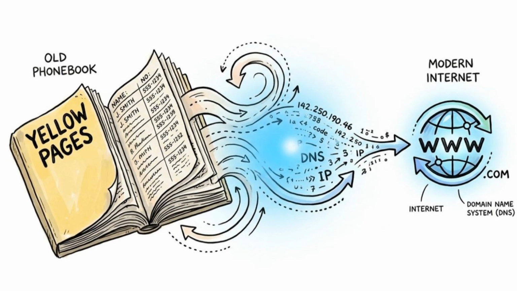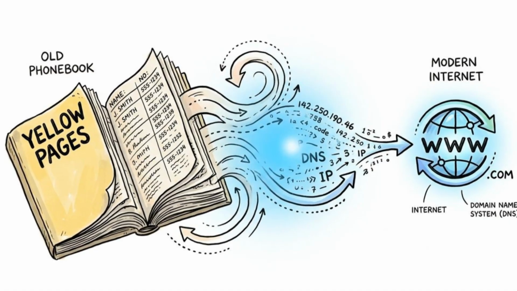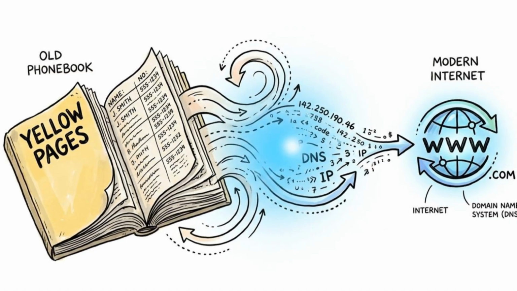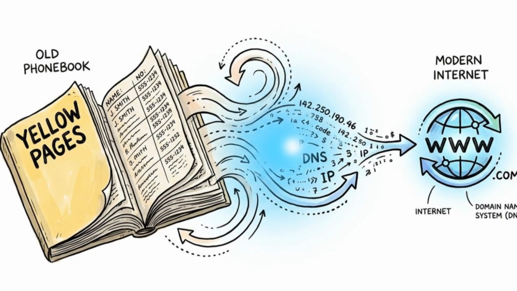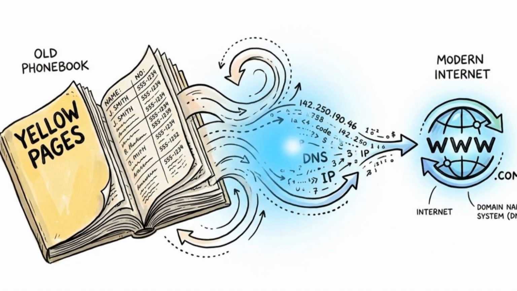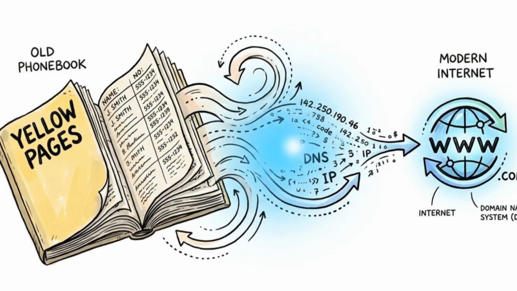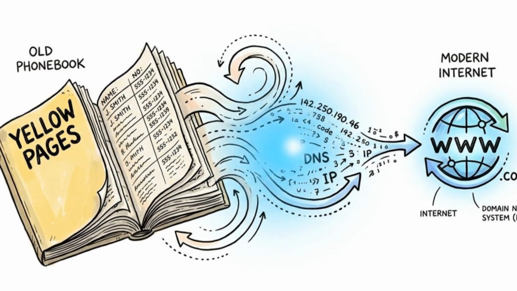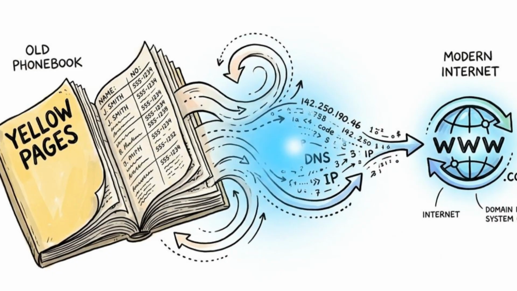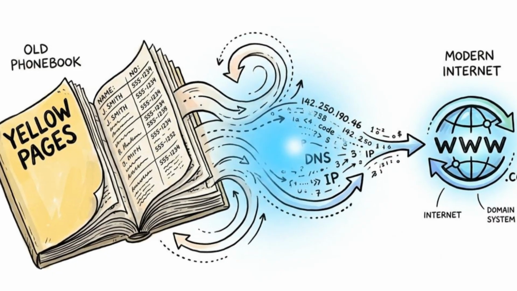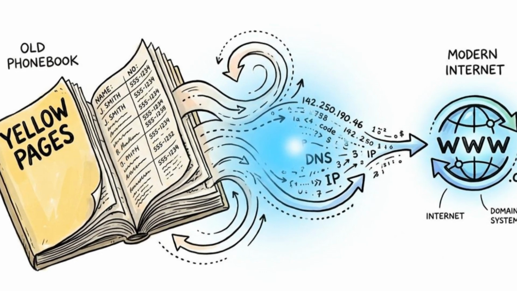Domain name is the human-friendly name you type, like youtube.com, and the IP address is the actual computer number where the website lives, like 142.250.190.46. IP stands for Internet Protocol. An IP address is like a physical street address or phone number for every device connected to the internet. Because humans are great at remembering words like youtube.com and terrible at remembering long lists of numbers like 142.250.190.46, DNS acts as the translator between human language and computer addresses.